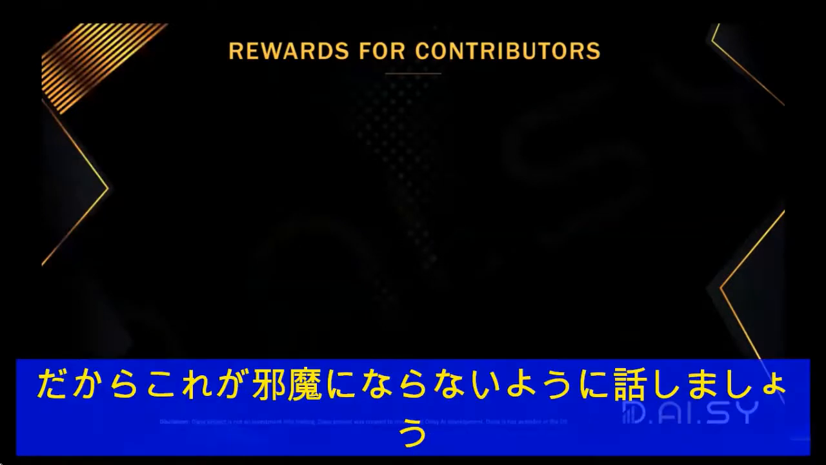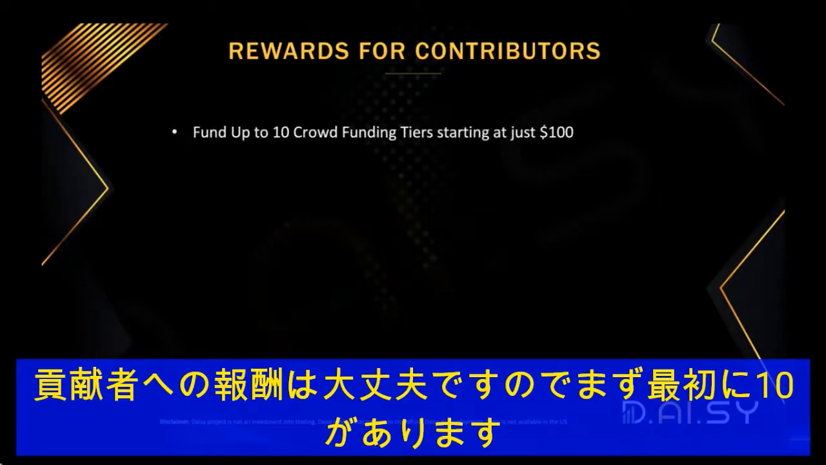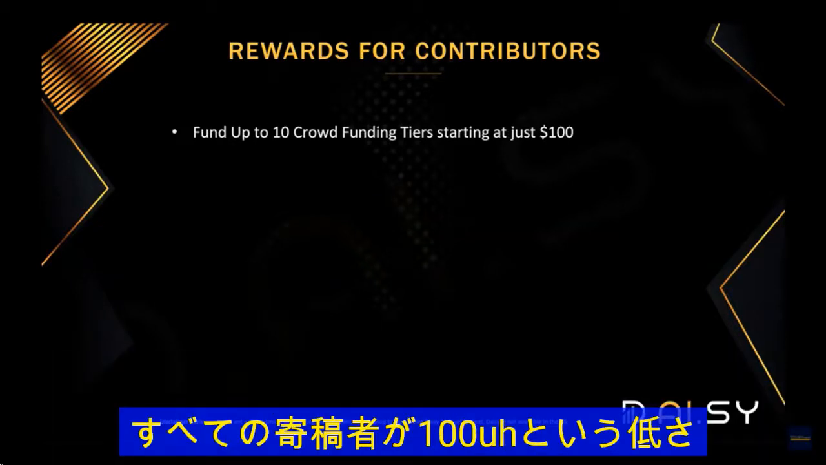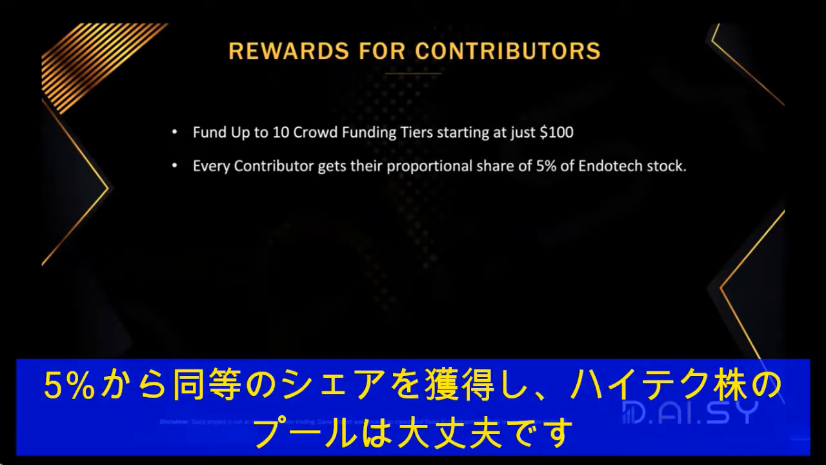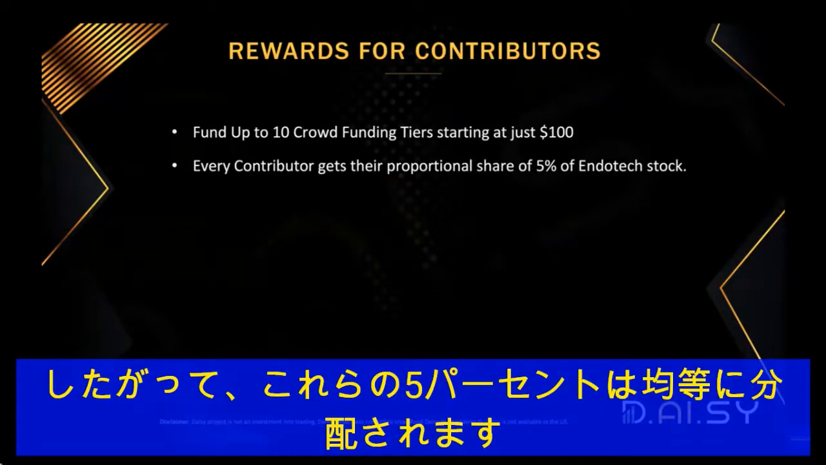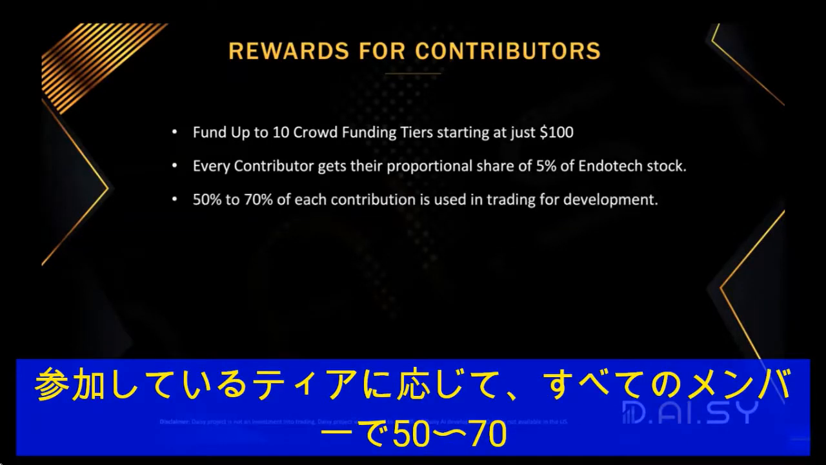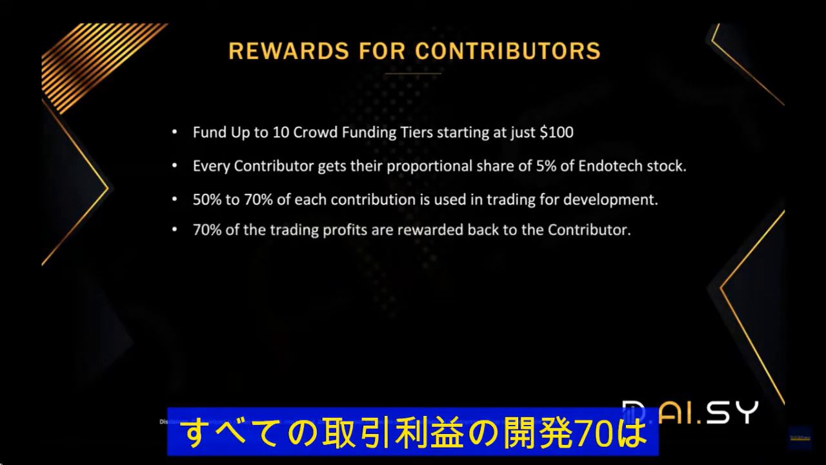All right, so with this out of the way, let's talk about the rewards for contributors. Okay, so well, first of all, there will be 10 different crowdfunding tiers, and they will start as low as $100. Every contributor will get an equal share out of a 5% Endotech stock pool. Okay, so those 5% will be distributed equally across all members. 50 to 70%, depending on the tier you're joining with, will be contributed to trading for development.